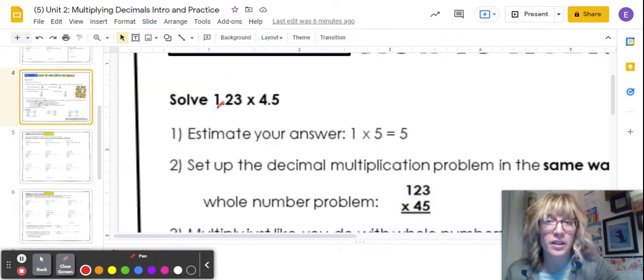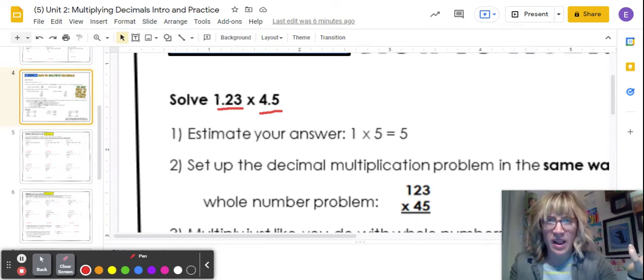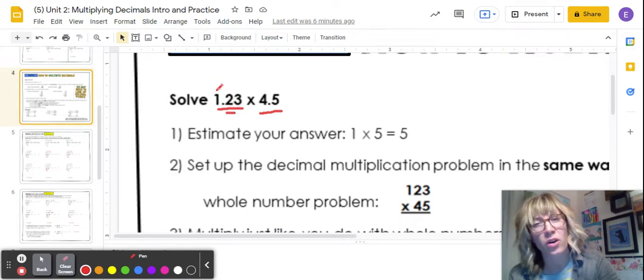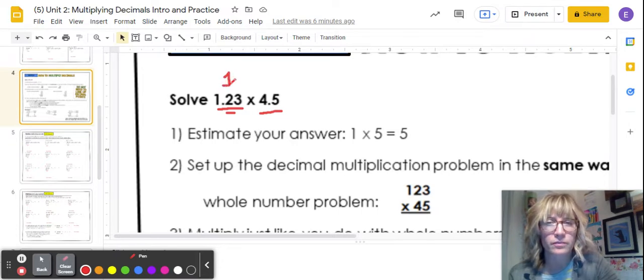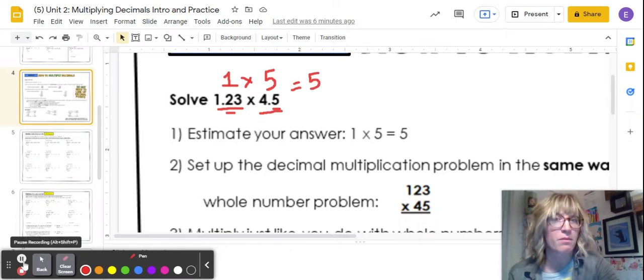So if this is our problem here, we want to multiply 1 and 23 hundredths by 4.5, essentially, or 4 and 5 tenths. We want to know what to be expecting. What should our answer be around? What's the ballpark? So we're going to estimate. The 2 here says that the whole number 1 and 23 hundredths will round closest to is 1, and this 5 in the tenths place says that the whole number this will round closest to will be 5. So our answer should be somewhere around 5. Just a good thing to keep in mind.